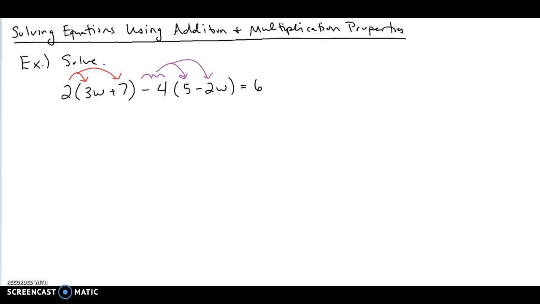Okay, so 2 times 3w is going to give us a 6w, plus 2 times 7 is 14. And then if we distribute out our -4 times 5, and I know guys it does look like subtraction, but subtraction and negatives really are the same thing. So -4 times 5 is going to give me a -20, and -4 times -2w is going to give me a positive 8w. And that is equal to 6. So we have distributed everything out.